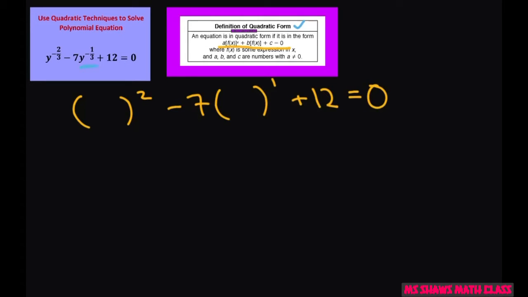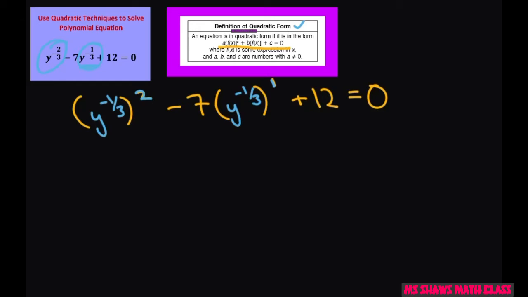In our case, we need y to the negative 1/3. That gives me this, if this is 1. Now, if this is 2, what I need here is also y to the negative 1/3, because 2 times negative 1/3 gives me my y to the negative 2/3. And then you just proceed with factoring.